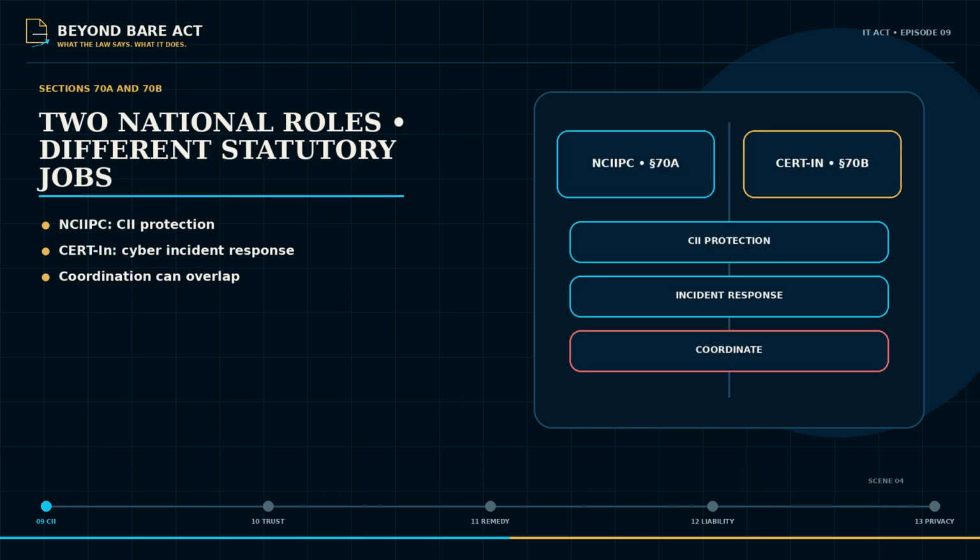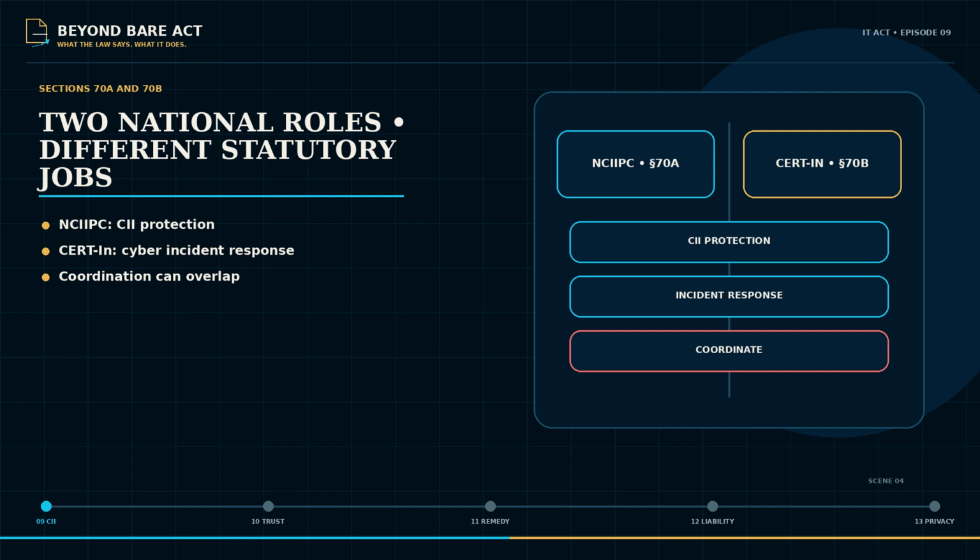NCIIPC and CERT-In are often mentioned in the same breath, but the Information Technology Act gives them different statutory anchors. Section 70A authorises the central government to designate a national nodal agency for the protection of critical information infrastructure. NCIIPC performs that role. Section 70B makes the Indian Computer Emergency Response Team the National Agency for Incident Response. Protection of nationally critical infrastructure and response to cyber incidents can intersect, but the organisations are not interchangeable labels.